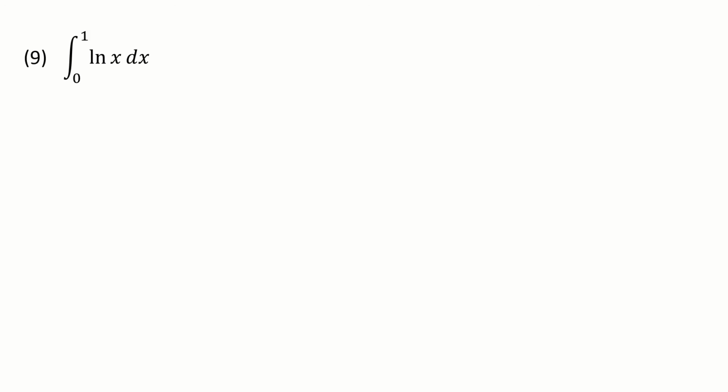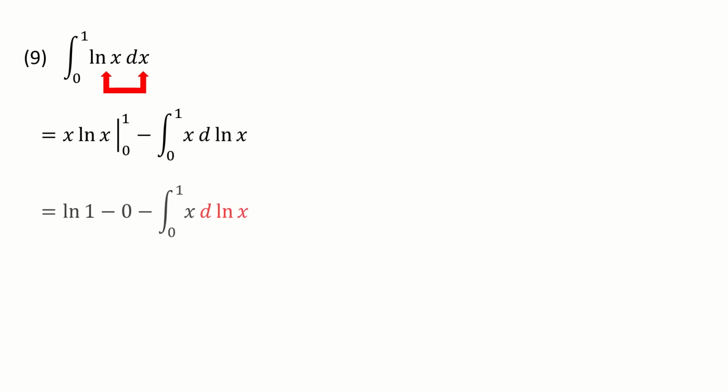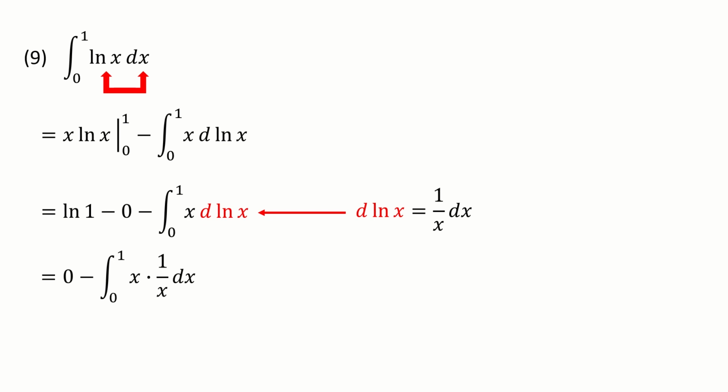So here is problem 9. We use integration by parts by switching the log x and x. So we got here. Plug in numbers. And note that d log x equals 1 over x dx. Then plug in to replace the d log x term. So we got here. And the x cancels out. So finally, we got minus 1.